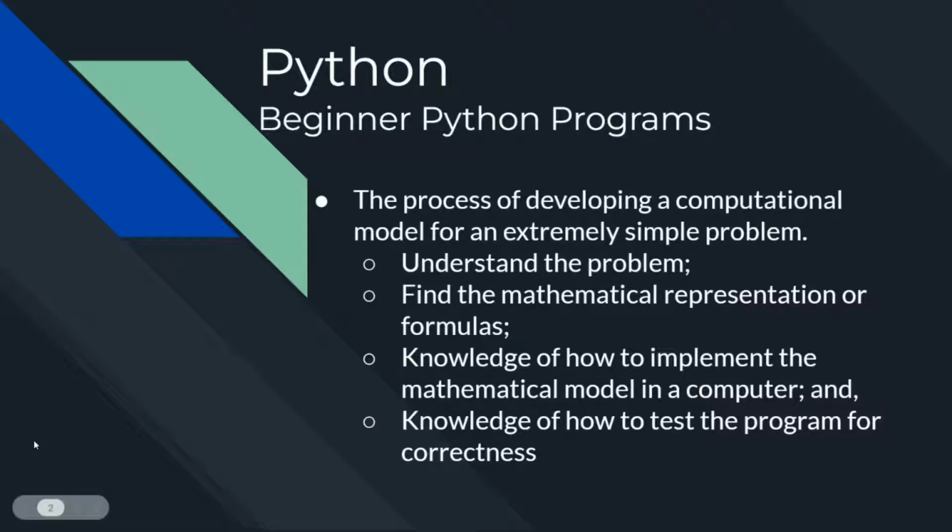Now let's begin. For this first Python program, we will develop a computational model for an extremely simple problem. With any Python computational model, the first step is to understand the problem, the second step is to find the mathematical representation or formula, then understand how to implement the mathematical model in Python, and lastly you need to have knowledge of how to test the program for correctness.